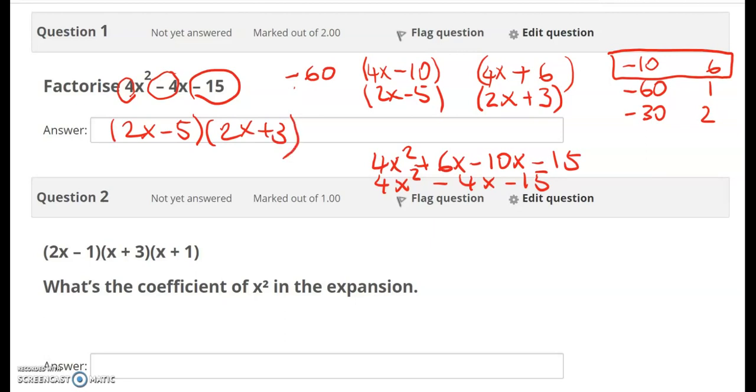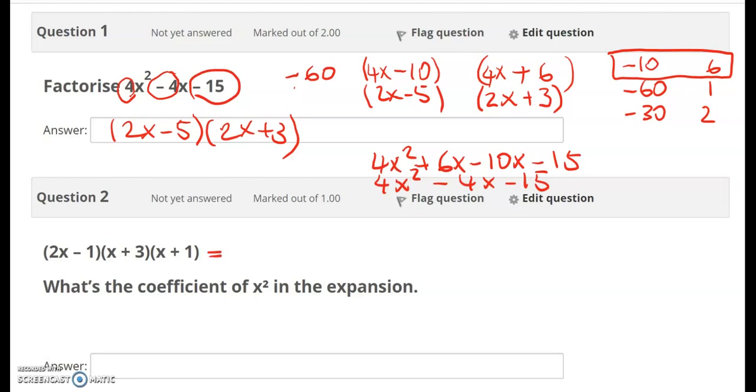In the next question, we've got to multiply 2x minus 1 with x plus 3 and x plus 1. So it's 3 sets of brackets. The way we can do this is by expanding the first 2 brackets and then multiplying with the third set of brackets. Or we could expand the last 2 and then multiply with the first one. Whichever way, that should give us the same answer. So I'm going to expand the first 2.